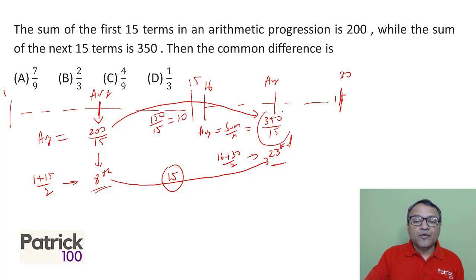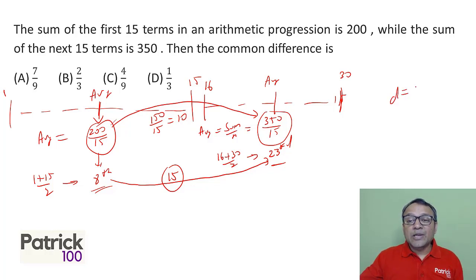The difference between 350 upon 15 and 200 upon 15 is nothing but 150 upon 15, which is 10. So in 15 values, the value changes by 10. So D will become 10 upon 15, which is 2 upon 3.